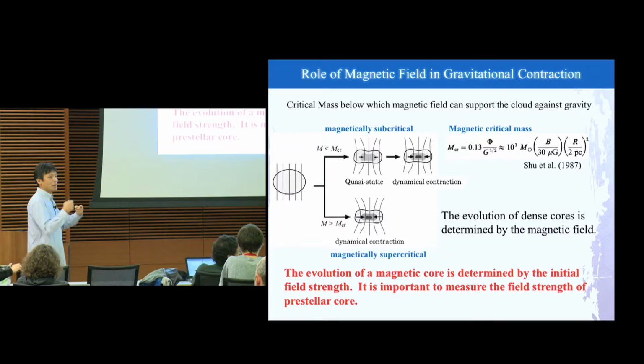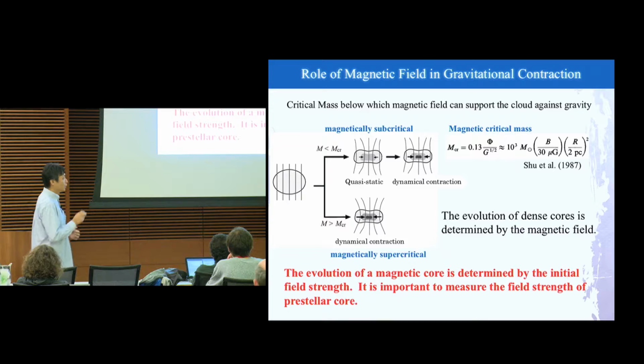On the other hand, if the cloud mass is smaller than the critical mass, the magnetic field can support the cloud against the contraction. Such a cloud is called magnetically subcritical. A subcritical cloud can contract by losing the magnetic flux from the central region due to ambipolar diffusion. But in this case, the time scale of the contraction is much slower than that of the supercritical case, maybe by a factor of 10. So in other words, the evolution of magnetic clouds is largely determined by the initial field strength.